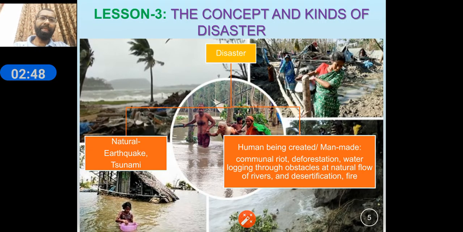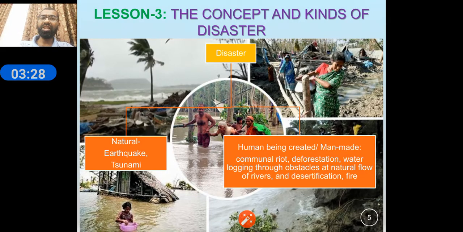So let us start. We can see here, lesson number 3, the concept of disaster. Actually, what is disaster? Any natural or man-made cause or event which hampers our life, stops our life, brings radical change in our life, which completely makes our life abnormal and the normal flow of life becomes stopped. So disaster can generally be divided into two types.